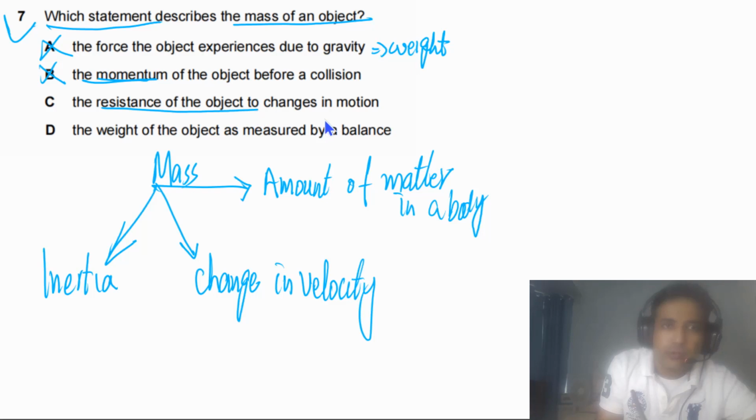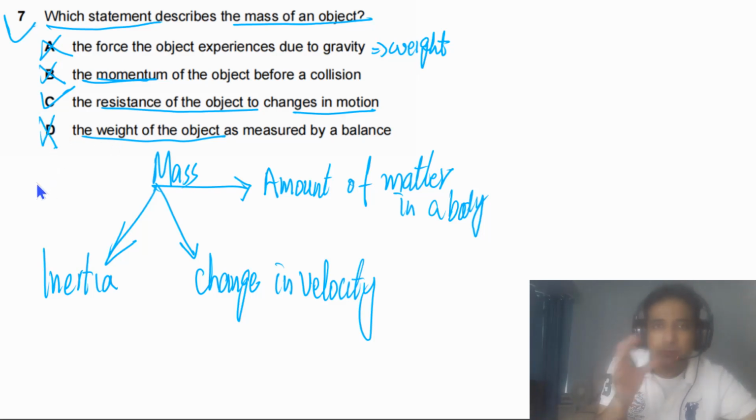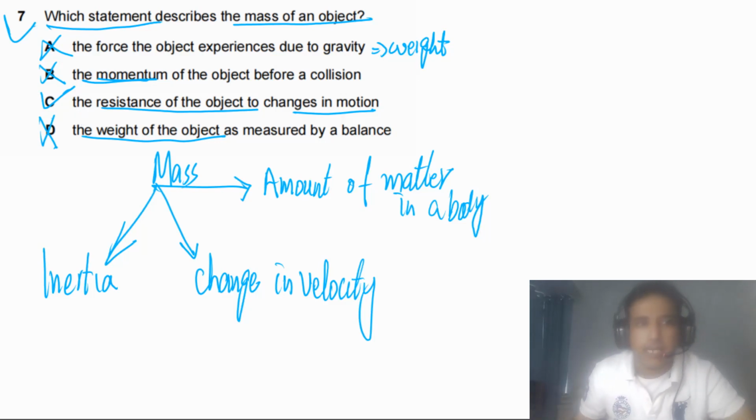Resistance of the object to changes in motion or change in velocity. So this is correct. So this can be the answer. The weight of the object made by a balance. No. So this is also incorrect. Weight, mass and weight, they are two different quantities. So the answer for this one has to be C.